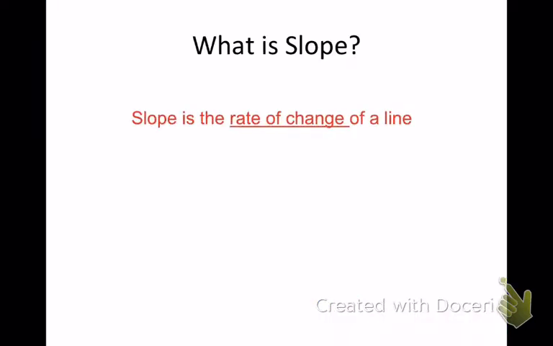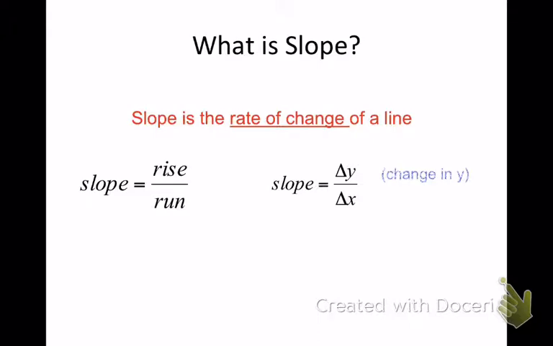All right, so again, slope is the rate of change of a line. We sometimes refer to it as rise over run, because it's the vertical change over the horizontal change. Or the little delta sign of y over delta sign of x. In mathematics, we refer to the delta sign as change in y over change in x. Please write this down: change in y over the change in x, or in easier terms, rise over run.